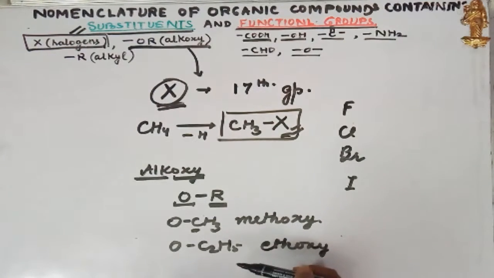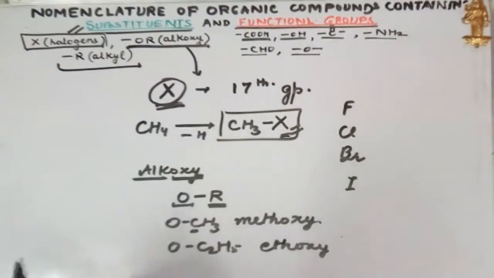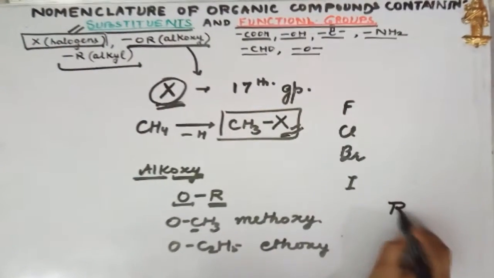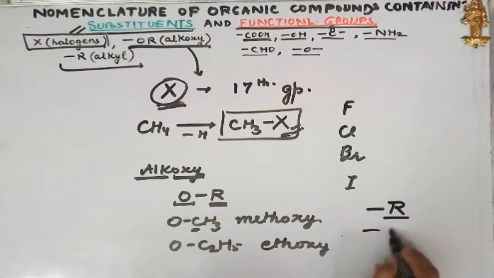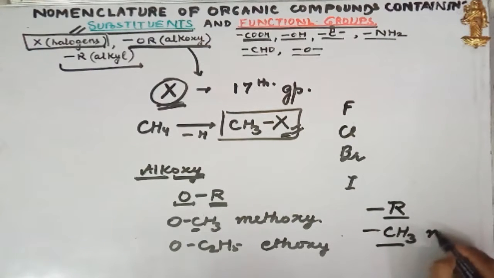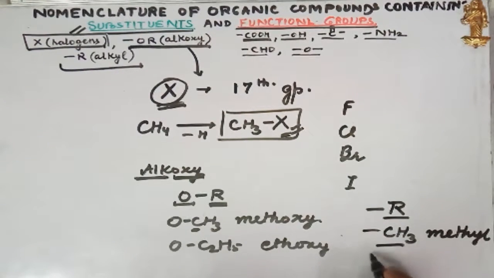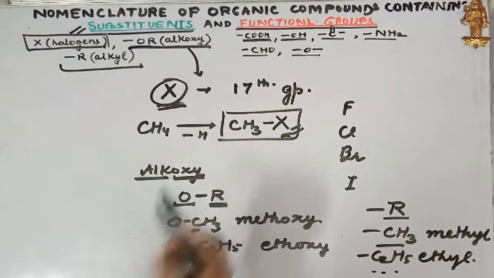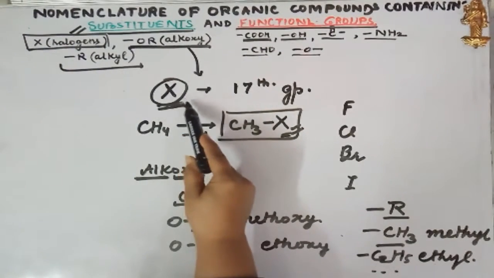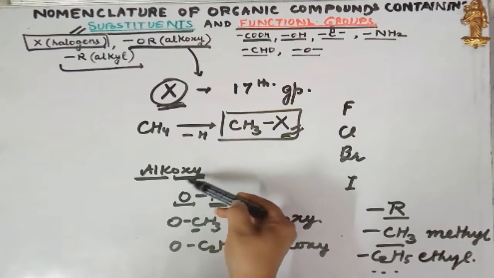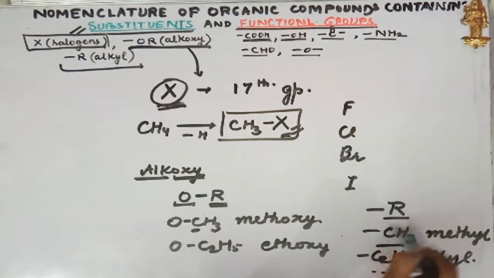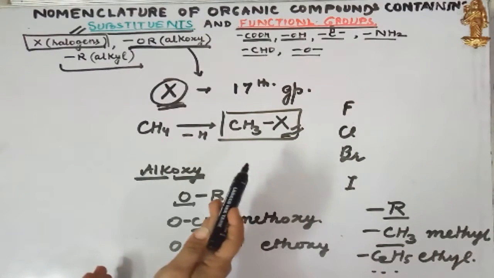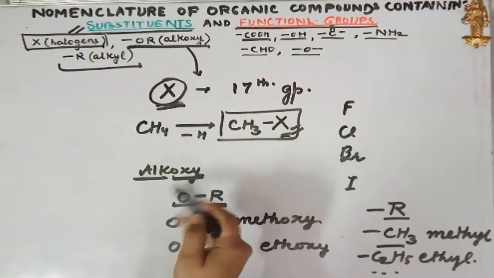On the same pattern, we'll have the alkyl group, and we have already discussed that this is indicated by R, and depending upon how many carbon atoms are present in that particular alkyl group, we'll name it as methyl, ethyl and many more. So this is all about the substituents. We have substituents as halogens, the alkoxy group, and the alkyl group. If these are present in the compound, they will also be indicated in the naming.